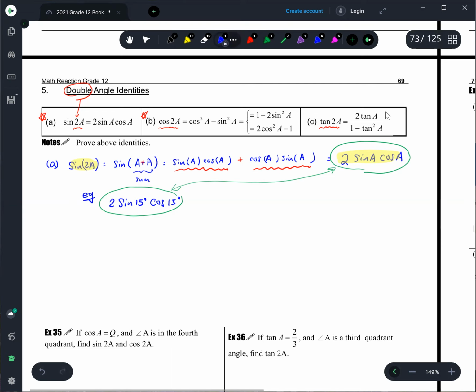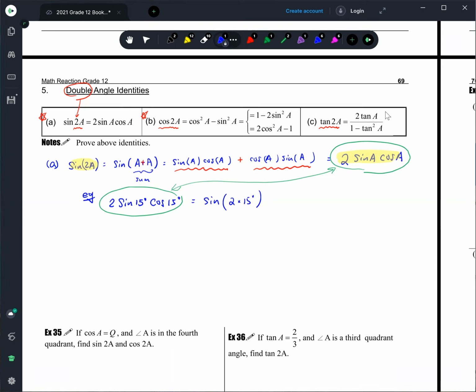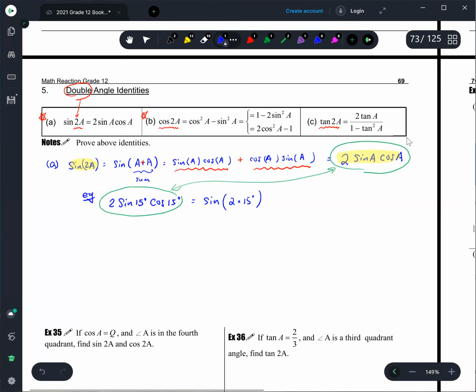Because A is 15, we can plug it into our identity. It's equal to sine of double, 2 times A, where A is 15. Can you raise your hand if you understand up to here, how we make it equal to sine 2 times 15? The yellow part should equal the yellow part. We're working backwards, so this comes from here.